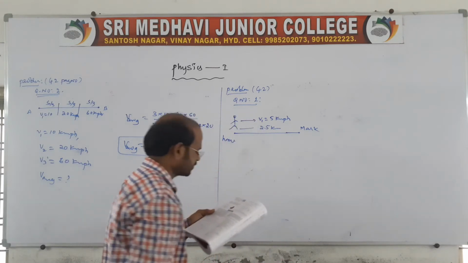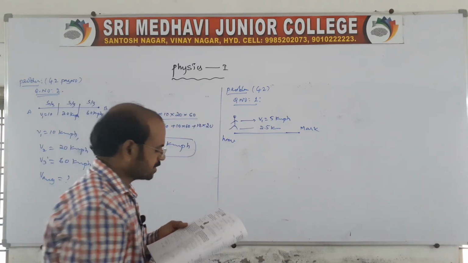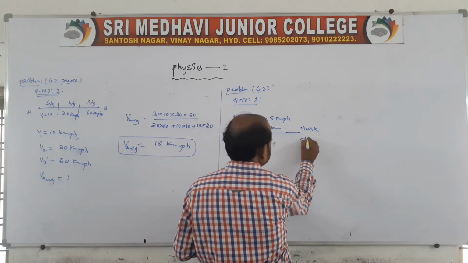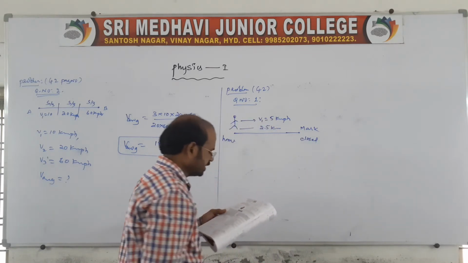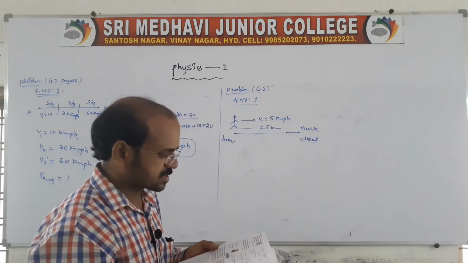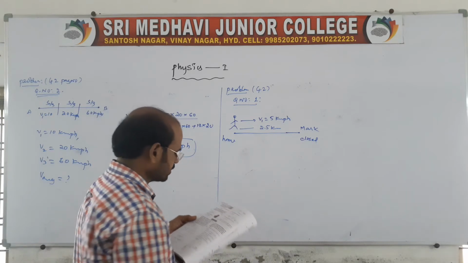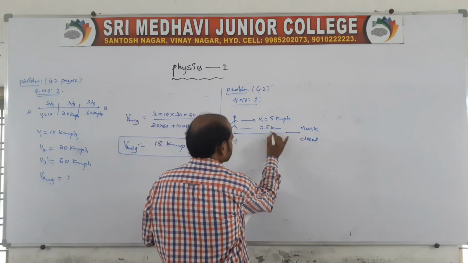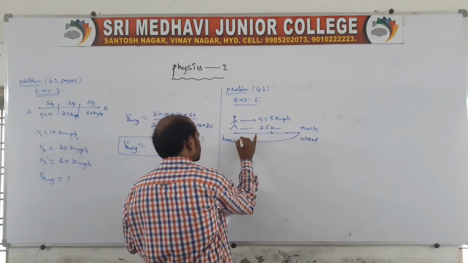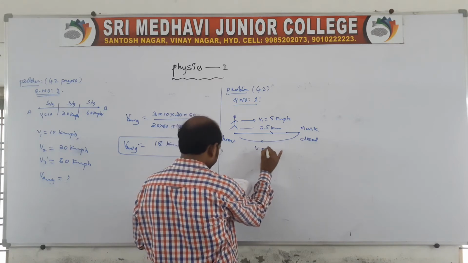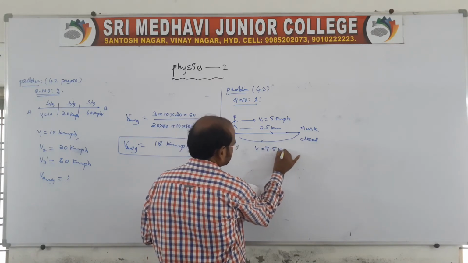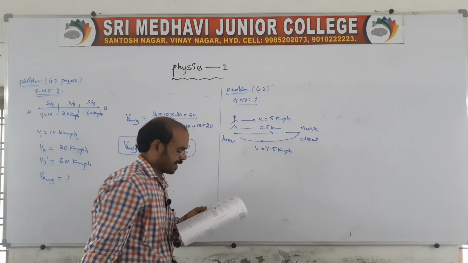It is given like this, 5 kilometer per hour. Finding the market is closed, he walks back with a speed. How much speed is given here? It is 7.5 kilometer per hour as he returns back.